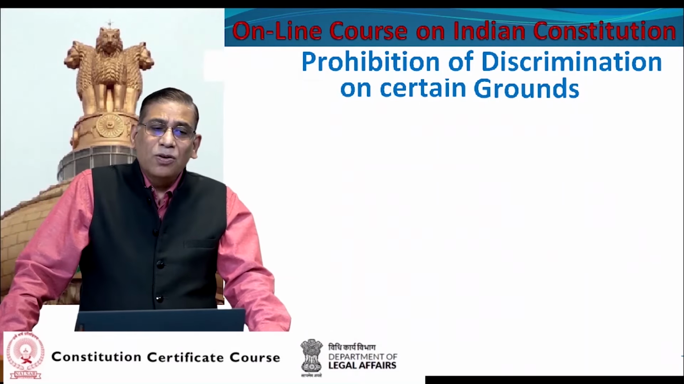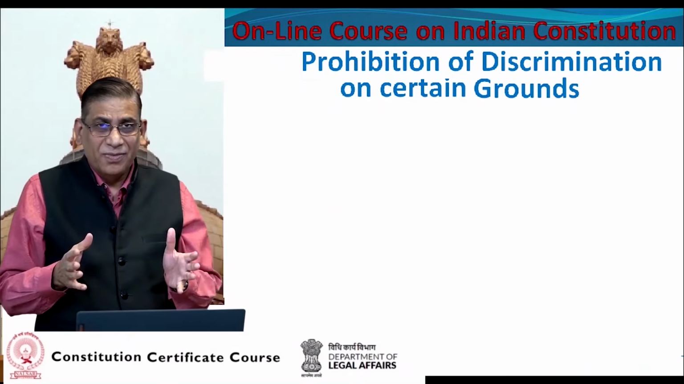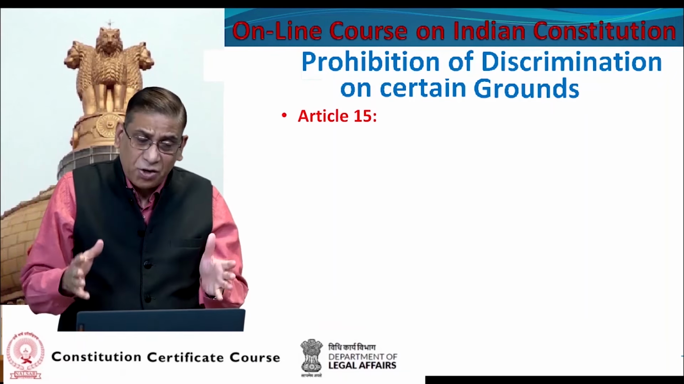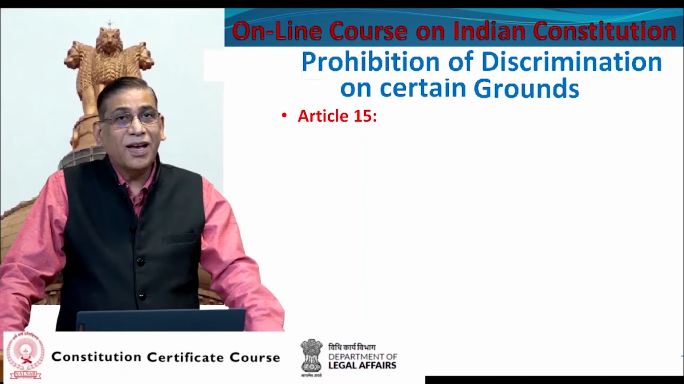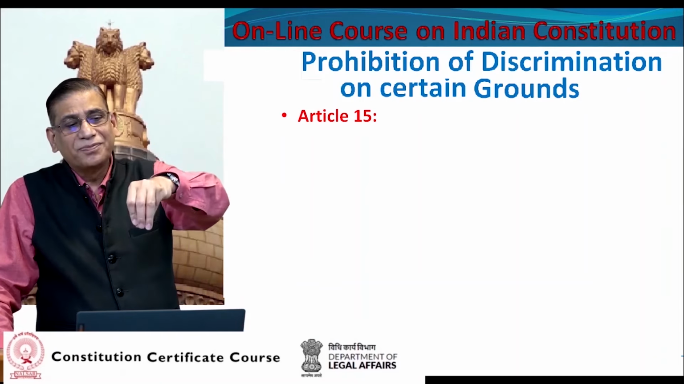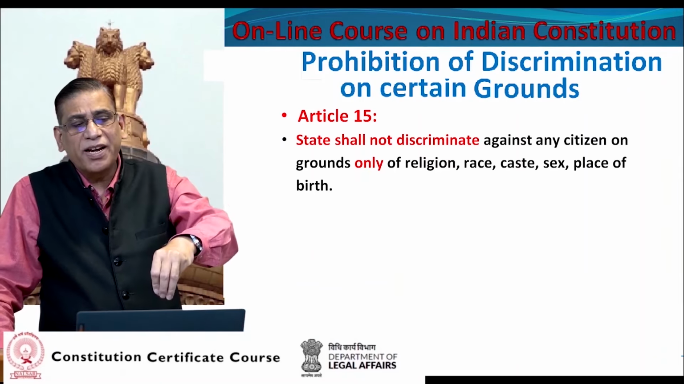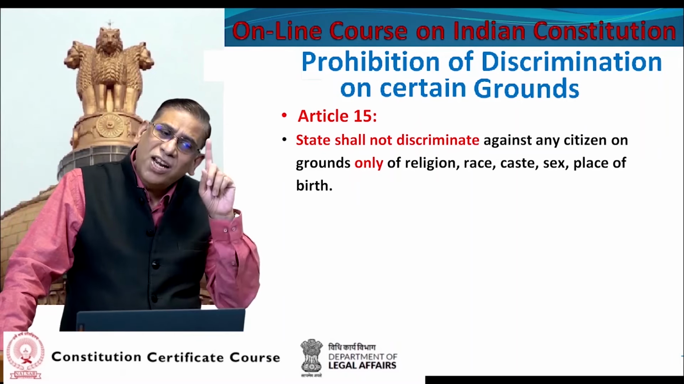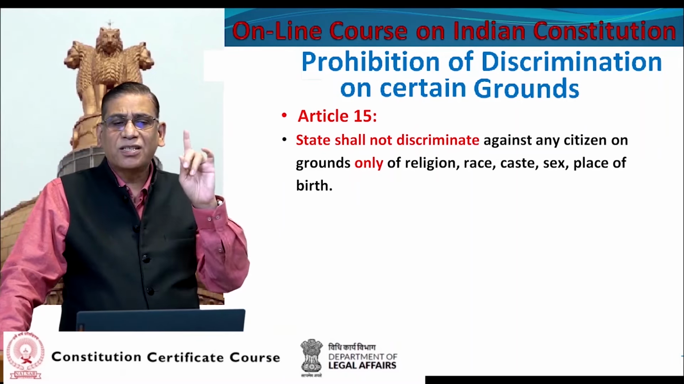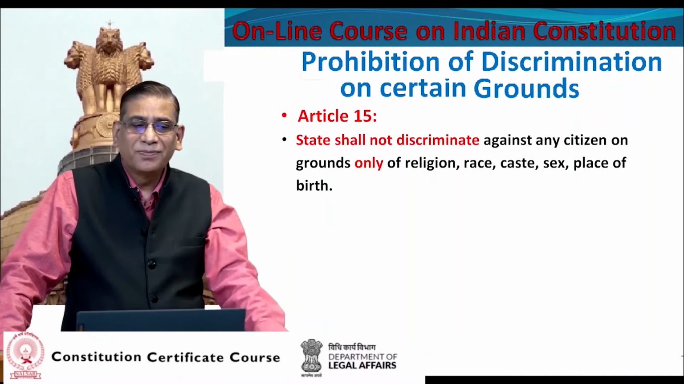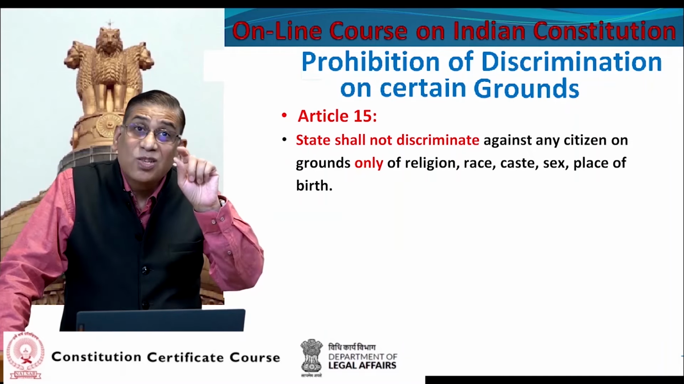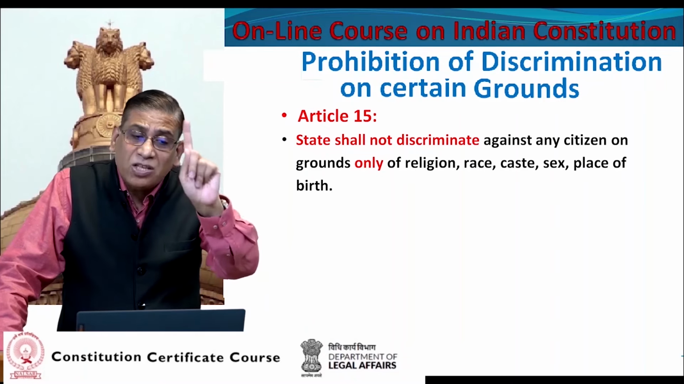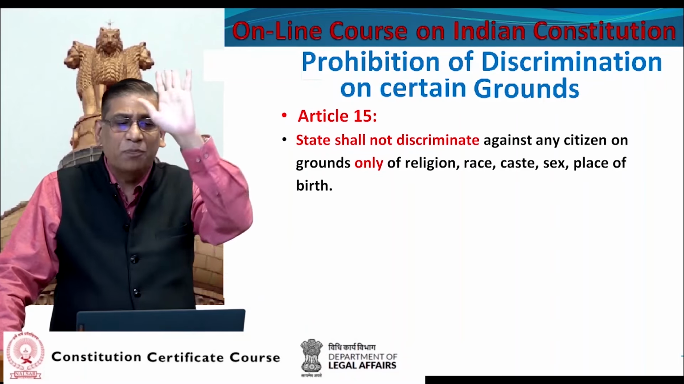Now let us go to some of the prohibitions which are there in Article 15, which is a facet of right to equality. Again, it is addressed to the state. A state shall not discriminate against any citizen on grounds only of religion, race, caste, sex, place of birth. The crucial word is only. There cannot be a discrimination on the sole basis of religion, race, caste, sex, place of birth.